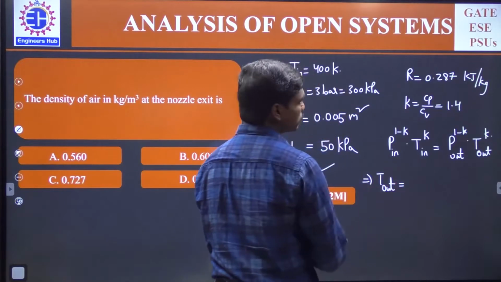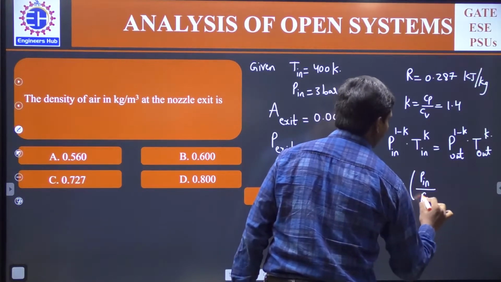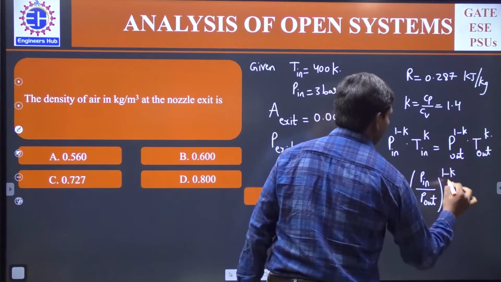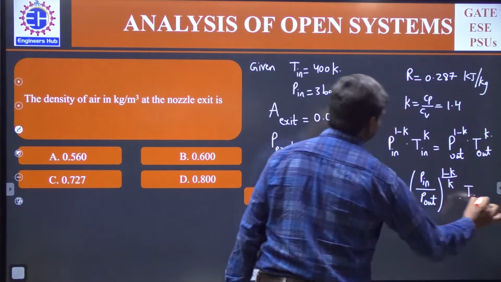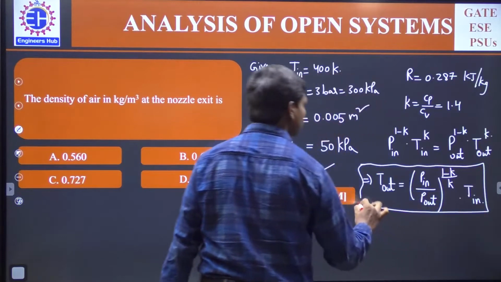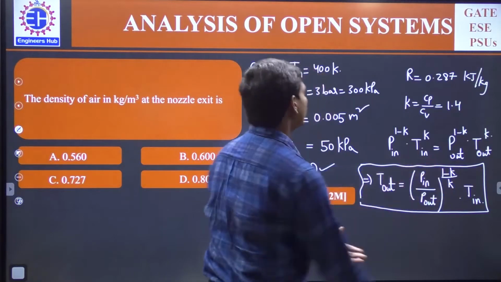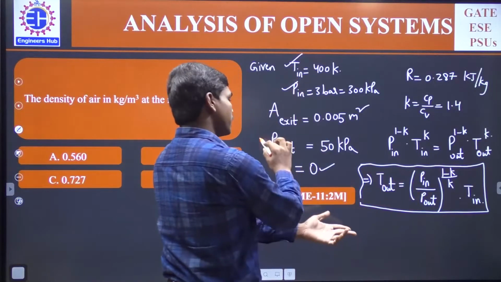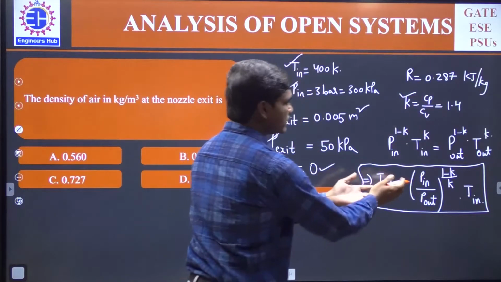T out is equal to T in times (P out divided by P in) to the power (K minus 1) divided by K. Now we have the value of P inlet, P outlet, K value and T in value. See, all four parameters are present: T in, P inlet, P exit, and also K value 1.4. So we can write T out.